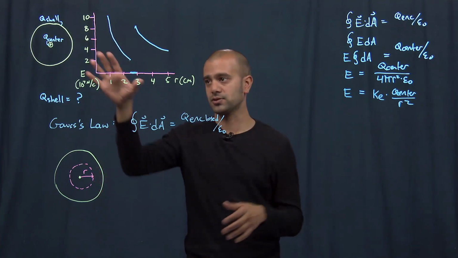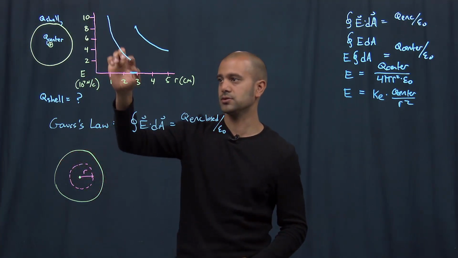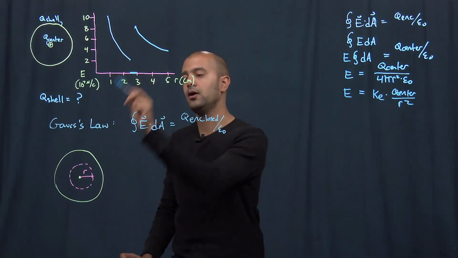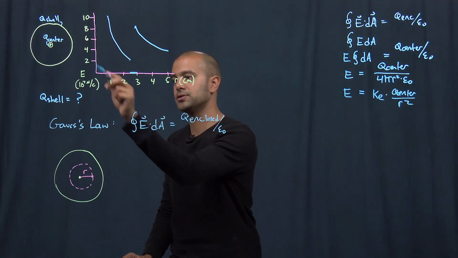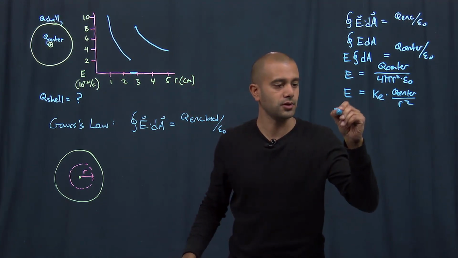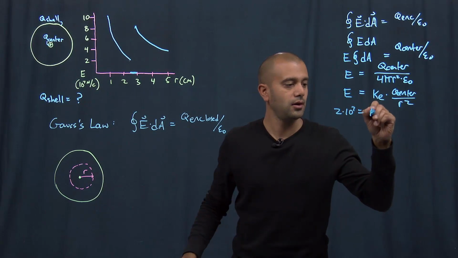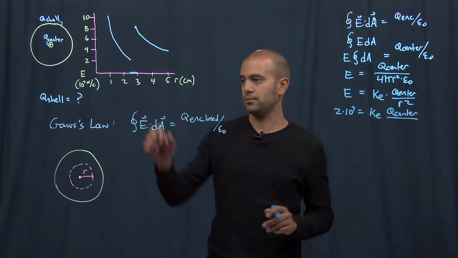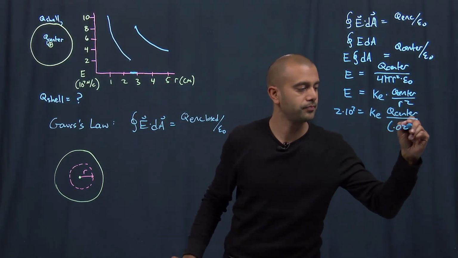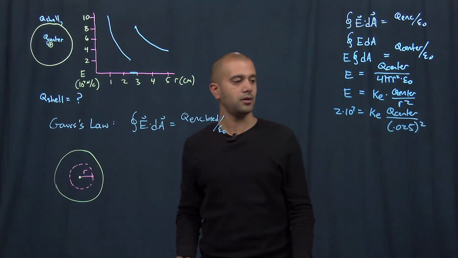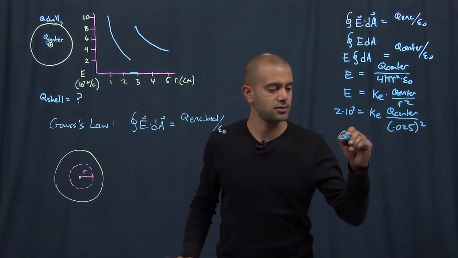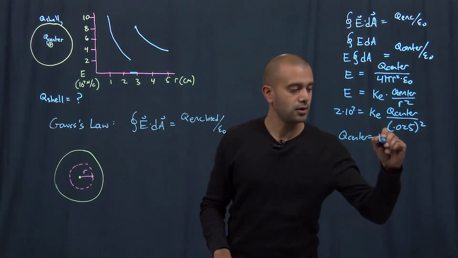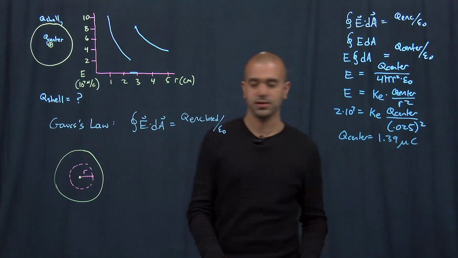So if we're going to use a value from this graph, we're only looking inside of the shell. So we can only use these values, because this is where the shell begins. In particular, we can use this value right here, which says that at 2.5 centimeters, the field is 2 times 10 to the 7. So the electric field is 2 times 10 to the 7. And if I plug in a value of 2.5 centimeters for the radius, then if I solve that for Q center, I'll find that the center charge has to be equal to 1.39 microcoulombs. Okay, so that's the charge at the center.